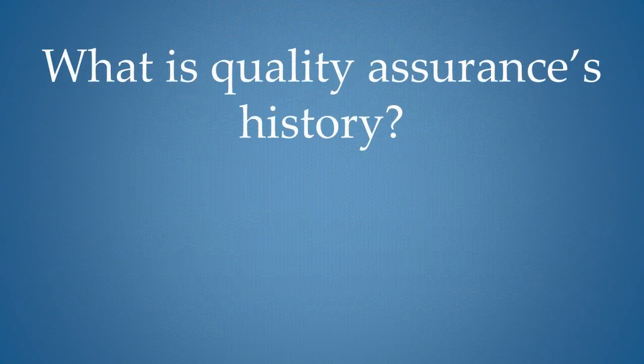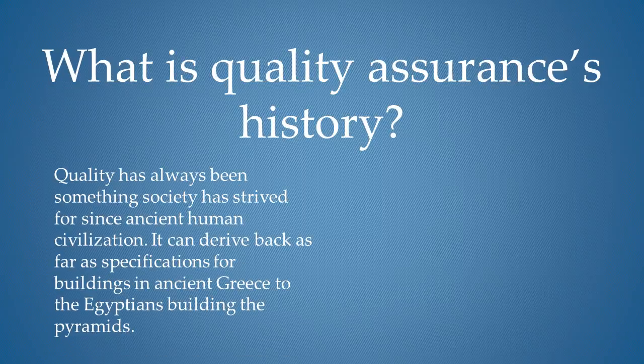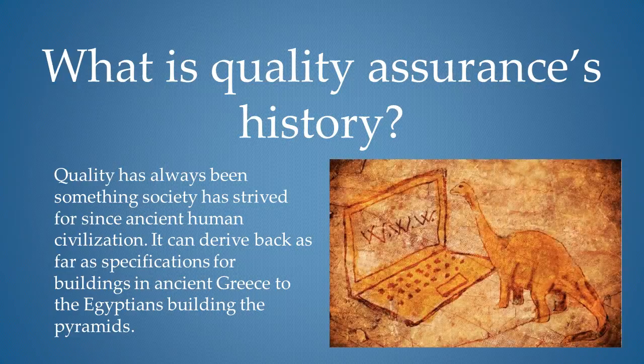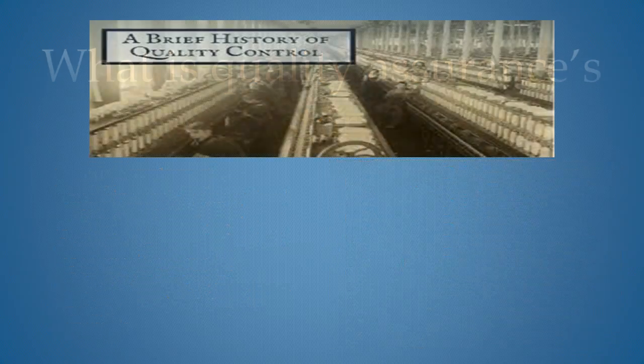So, what is quality assurance's history? Well, quality has always been something society has strived for since ancient human civilization. It can derive back as far as specifications for buildings in ancient Greece to the Egyptians building the pyramids.